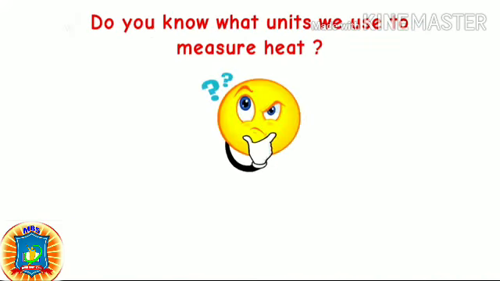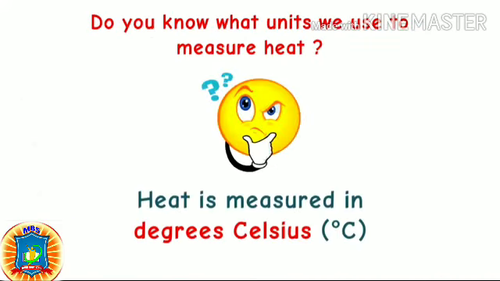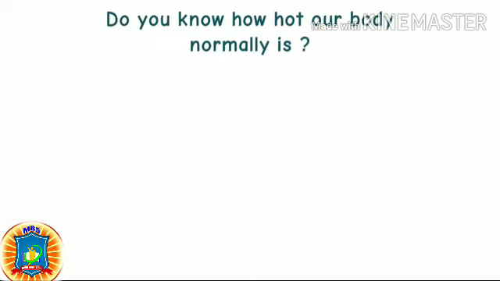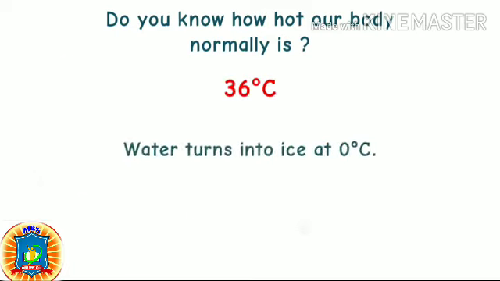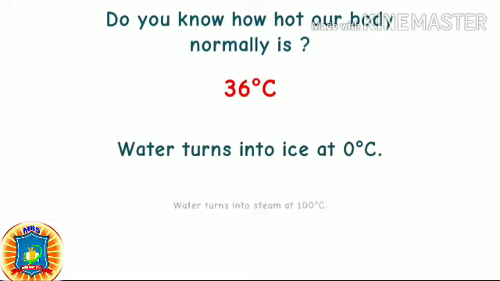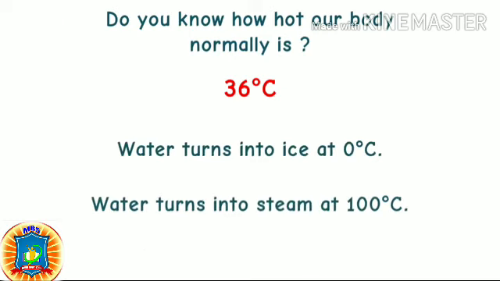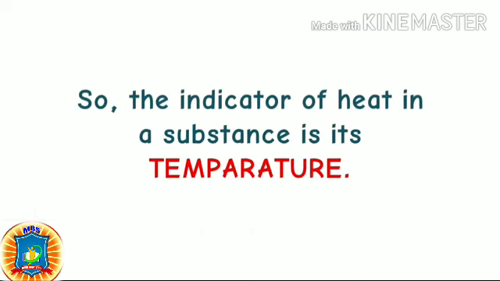Do you know what unit we use to measure the heat? Heat is measured in degrees Celsius. Do you know how hot our body normally is? 30 degrees Celsius. Water turns into ice at 0 degrees Celsius and water turns into steam at 100 degrees Celsius. So the indicator of heat in a substance is its temperature.